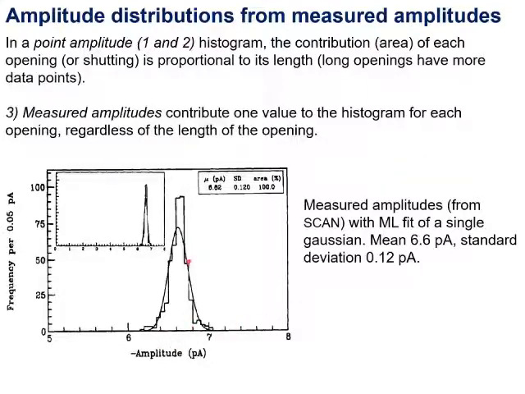So here we have the measured amplitudes, and you see the number of points is very much smaller because for each point in this histogram, which approximates a Gaussian, it's not quite a Gaussian, we have one opening for each of the points in the bars.